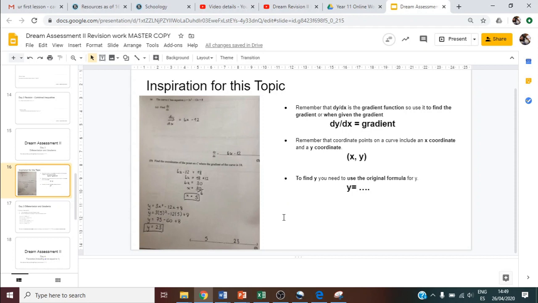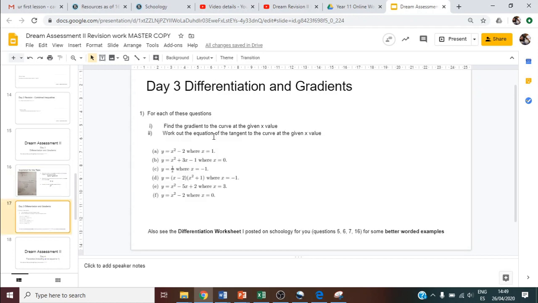Remember, we're preparing for an assessment here, which will take exam questions like these, so you need to be able to work to the highest possible level. All right, so let's go to the practice. So day 3, differentiation and gradients.